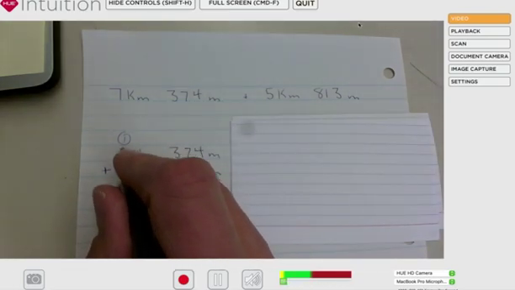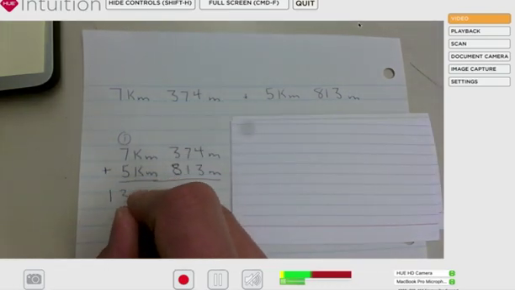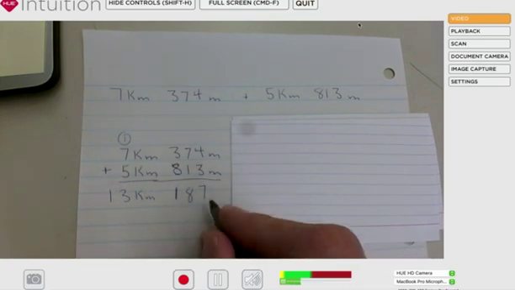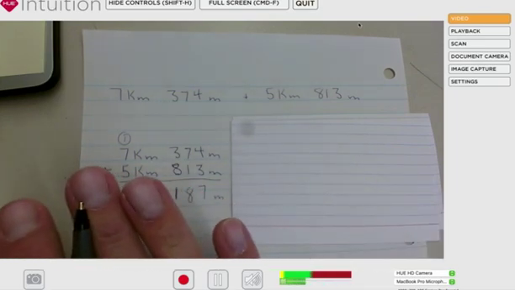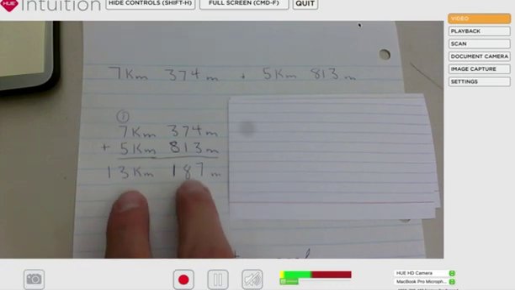7 plus 5 is 12, plus 1 is 13. And again, the great thing about this method is that your answer is already back in its original form, kilometers and meters.